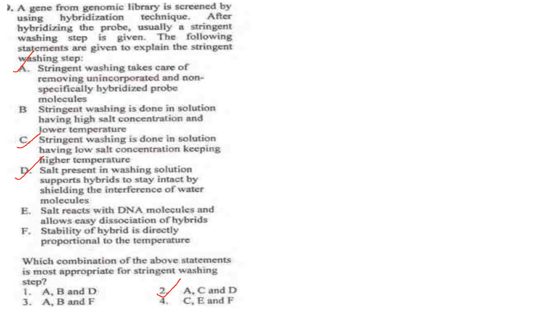Then next one. A gene from genomic library is screened using hybridization technique. After hybridizing the probe, usually a stringent washing step is given. The following statements are given to explain the stringent washing step. So they have screened a gene from genomic library using hybridization technique, and they want to know what are the statements that explain the stringent washing step.